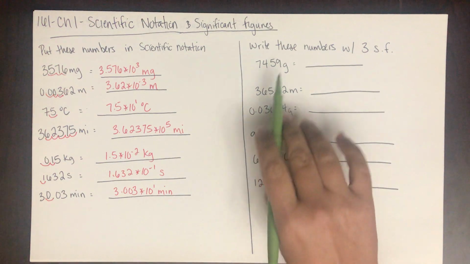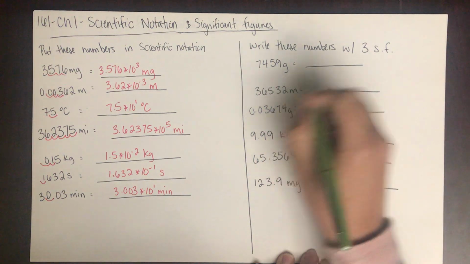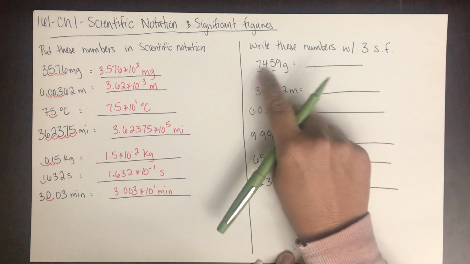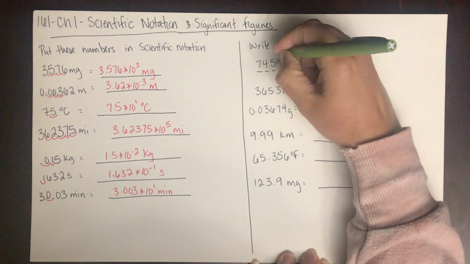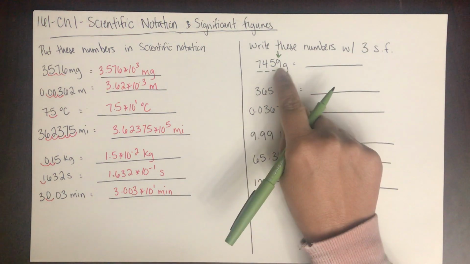So this says write these numbers with 3 significant figures. So this is really all about rounding. So we said 3 significant figures. So 1, 2, 3. These numbers are significant because they're all not 0. So then you look at the number after the last number that's significant, and it's a 9.